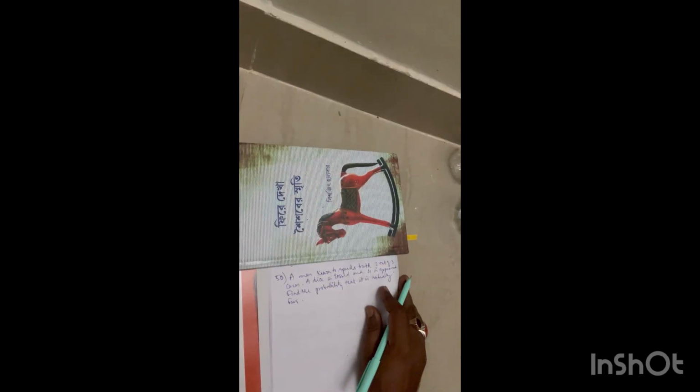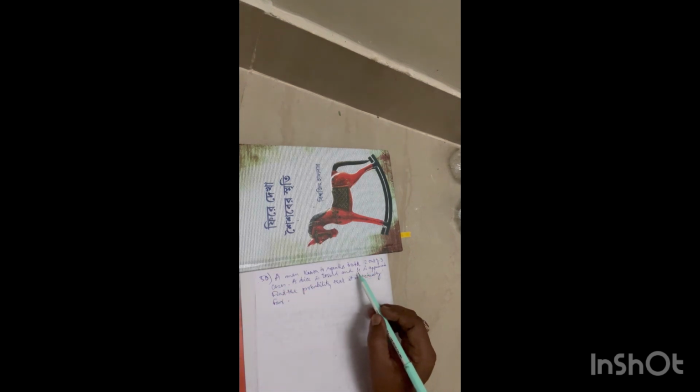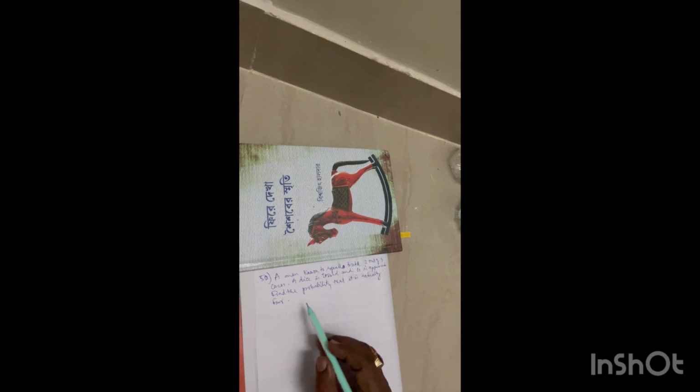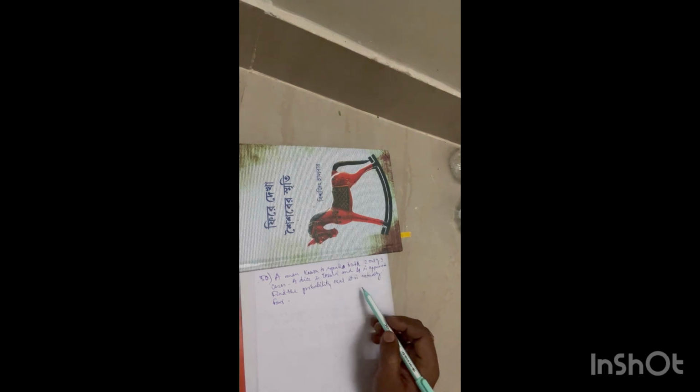Now this is your last and final problem regarding probability. That is the 50th problem, and it says: a man is known to speak the truth 2 out of 3 cases. A dice is tossed and 4 appeared. Find the probability that it is actually 4.